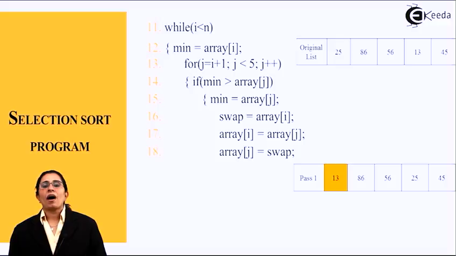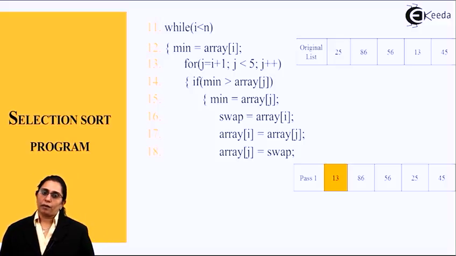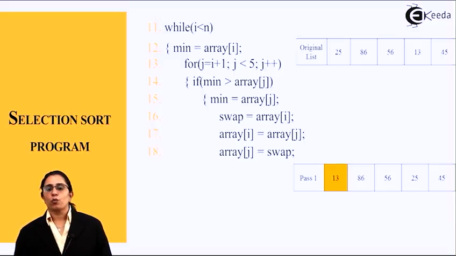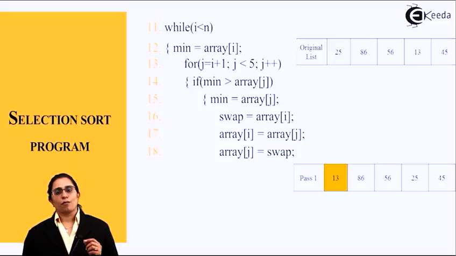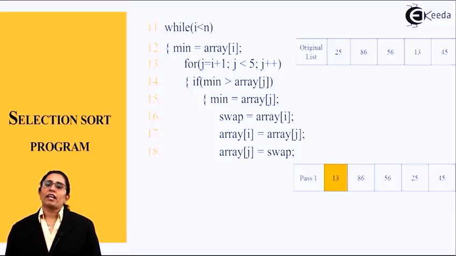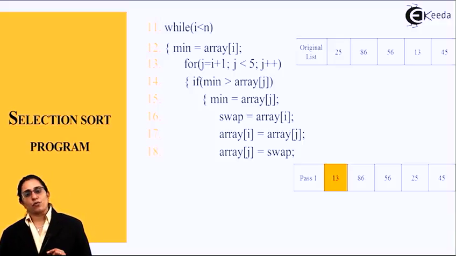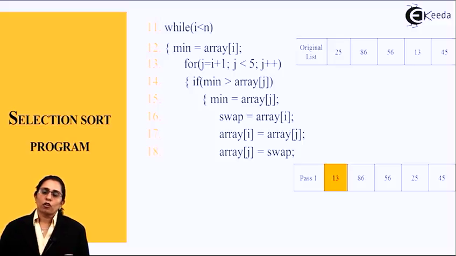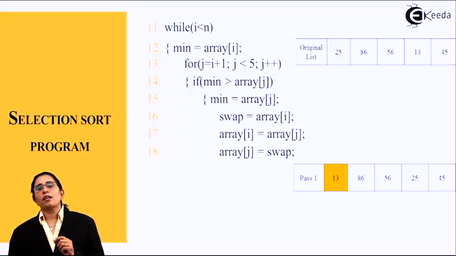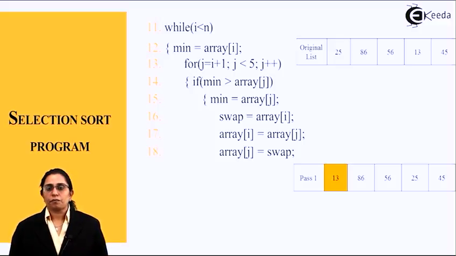So my pass 1 after the sort looks as shown in the figure. After pass 1, 13 comes at the first location, that is the beginning of the list, and then 25 goes to the array location j. So after these 3 steps of swapping, we come to the conclusion that the smallest element of the array comes at the beginning of the list.